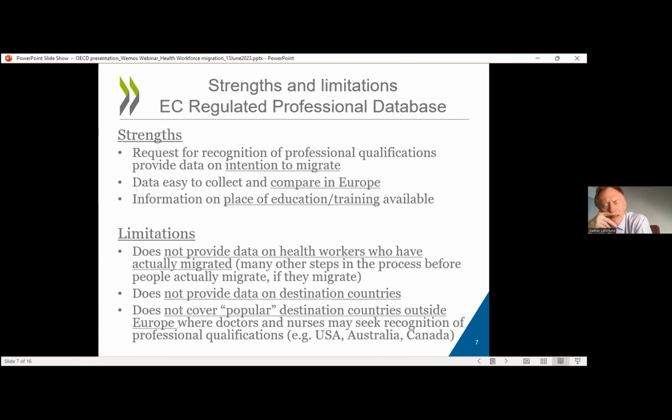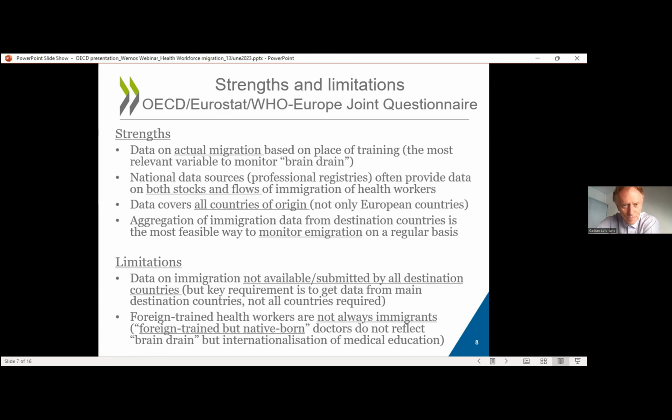Then it does not provide data on where people will end up going, to the extent that they actually move. And it does not cover other popular destination countries in the OECD outside Europe, like I'm mentioning here, the USA, Australia, and Canada. Obviously, doctors and nurses from EU countries who want to move there may also try to get their professional qualification recognized in these other countries. Now, strengths and limitations of the joint questionnaire that we have with Eurostat and WHO Europe.